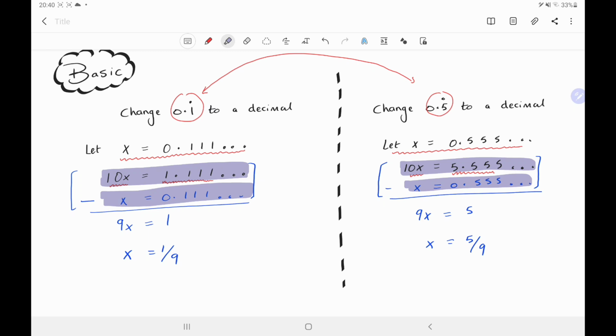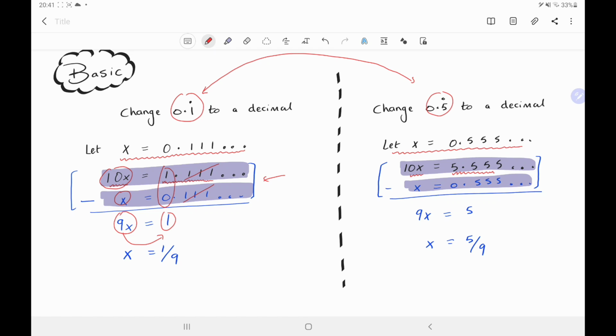So back to the left hand side, we have 10x, take away x, and that gives us 9x. Now the key part here on the right is we have 1.1 recurring, subtract 0.1 recurring. Because you have these ones here and here, they cancel out. And really what you're doing is 1 take away 0 to get 1. From there, just a bit of basic algebra. Divide by 9, x is 1 over 9.